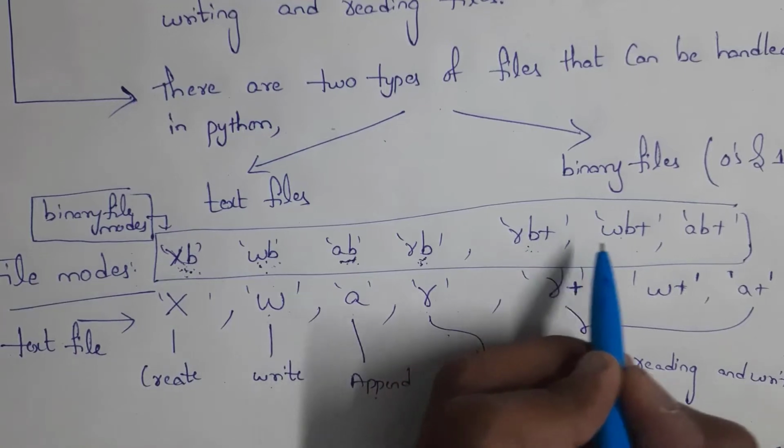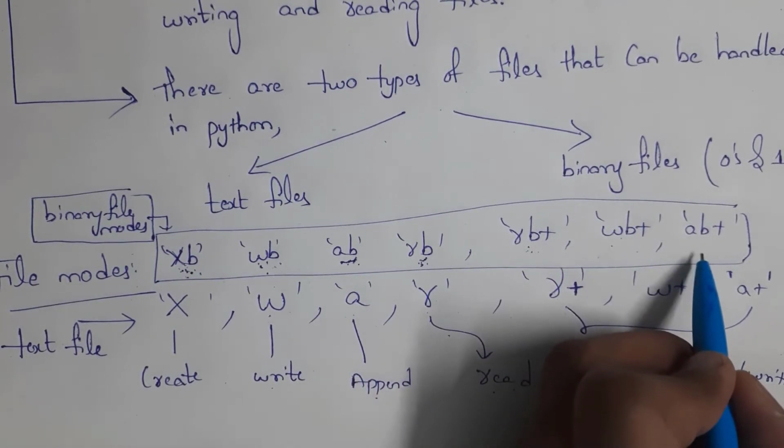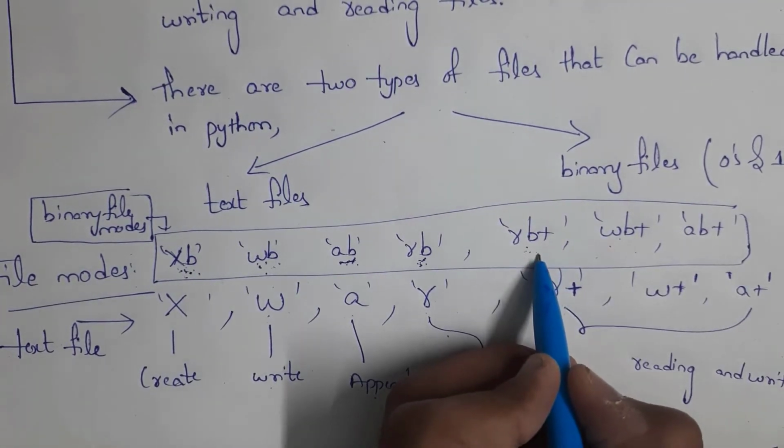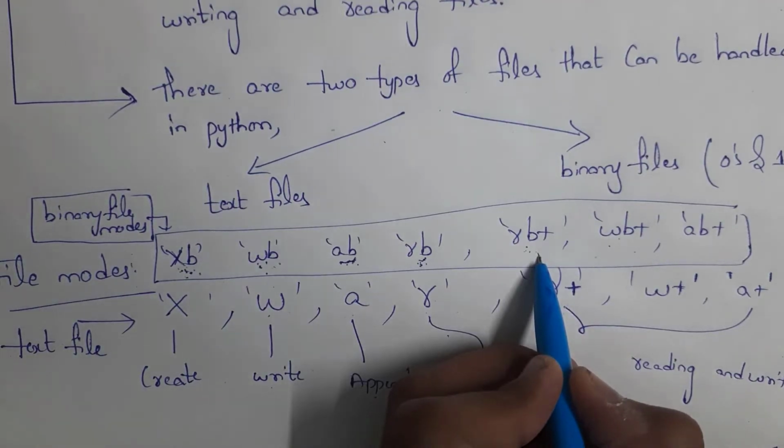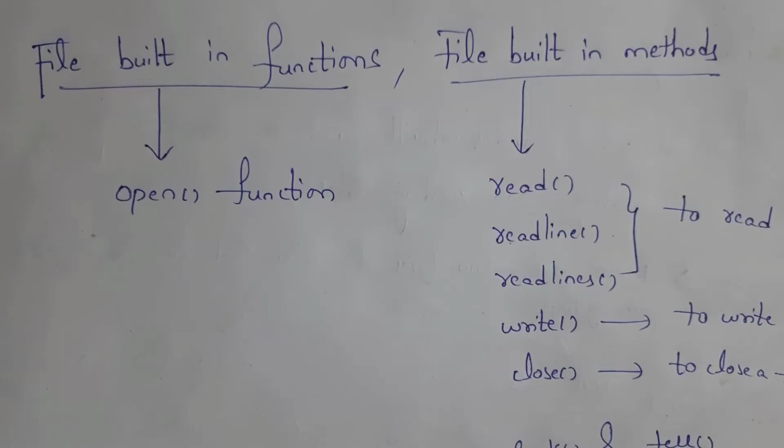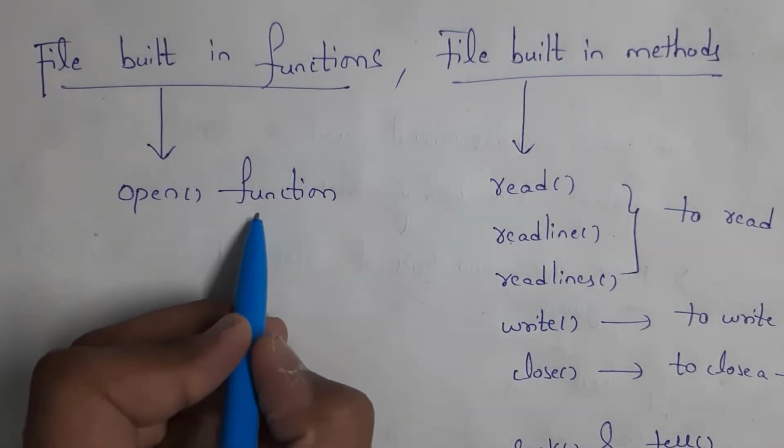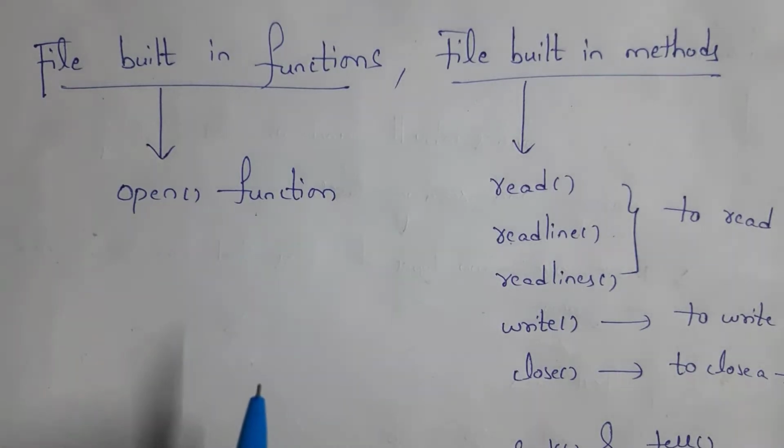Read binary plus, write binary plus and append binary plus. We use these modes in order to read binary data and as well as to write binary data. Next, I will explain file built-in functions and file built-in methods. There is only one file built-in function, that is the open function. By using the open function, we can open our file.